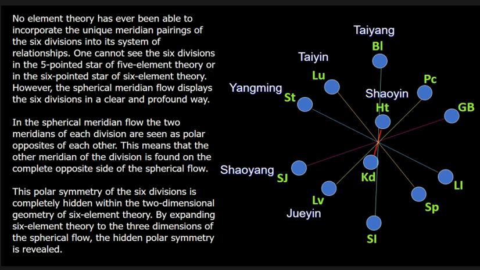In the spherical meridian flow, the 2 meridians of each division are seen as polar opposites of each other. This means that the other meridian of the division is found on the complete opposite side of the spherical flow. This polar symmetry of the 6 divisions is completely hidden within the 2-dimensional geometry of 6-element theory. By expanding 6-element theory to the 3 dimensions of the spherical flow, the hidden polar symmetry is revealed.